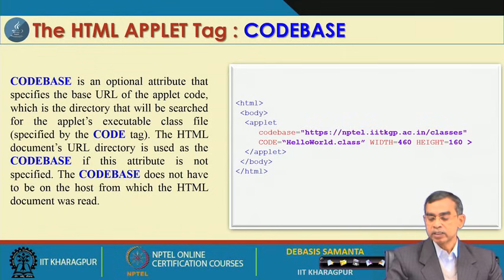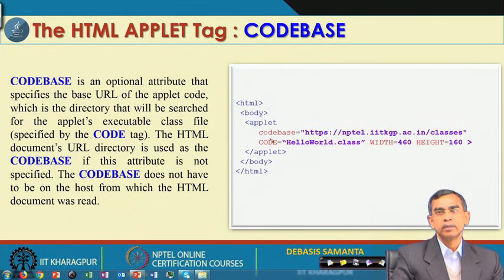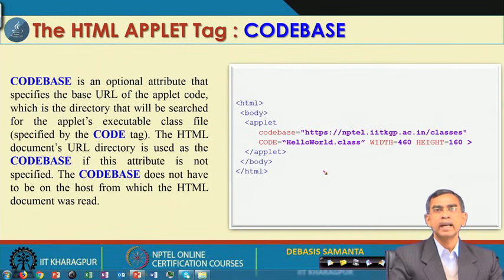Now, let us come to the concept of codebase. So, codebase is basically showing the relative address or base address of your applet. Now, what exactly is the idea? If you want to import your class file from a distant machine, other than your local machine. The machine from which the browser is browsing is called the local machine for that browser, and if you want to have access from some distant, remote machine, then it can be connected through the browser.